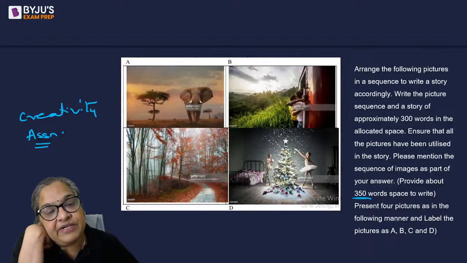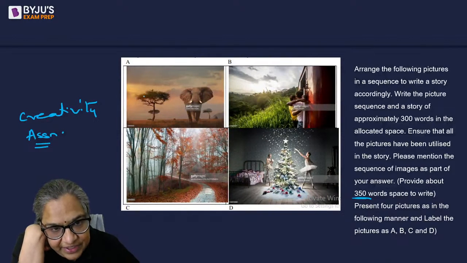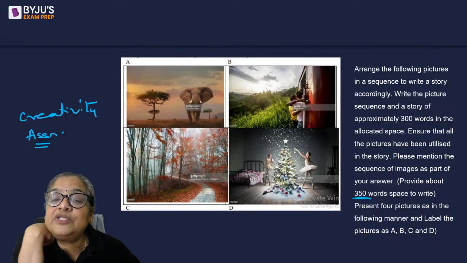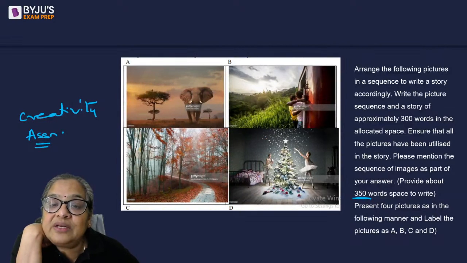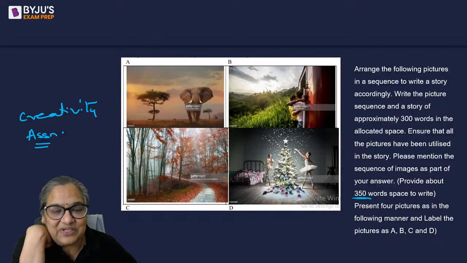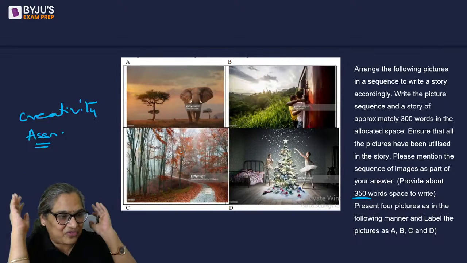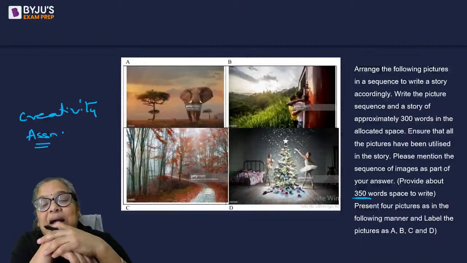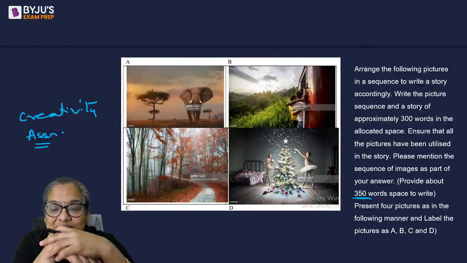This is an elephant, an African elephant, and here you can see the background also shows it's Africa. This one shows a train, an overcrowded train, two people hanging on the footbridge. Here you see a beautiful place, a tree, a road with trees lining the side. And here you have ballet dancers around the Christmas tree.